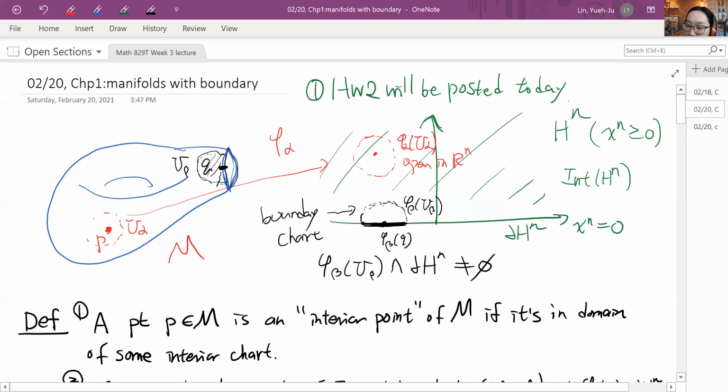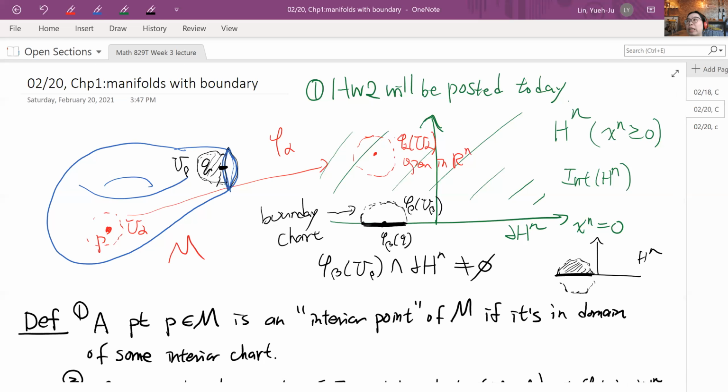So let me put a picture here. If you have the upper half plane, what would be an open set intersecting the boundary? You're essentially taking an open ball in Rn and intersecting it with Hn. When you intersect, you can imagine it's going to include the boundary line. That's why the open set in Rn intersecting the boundary will look a little different from the usual open set we know in Rn. That's the only difference of a topological manifold with boundary.